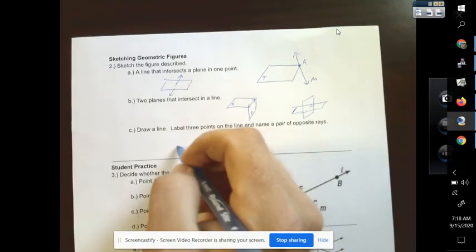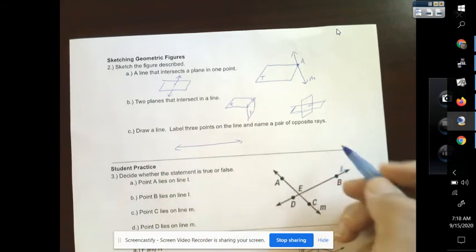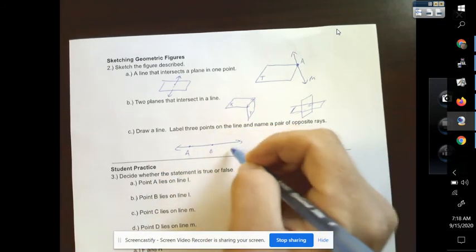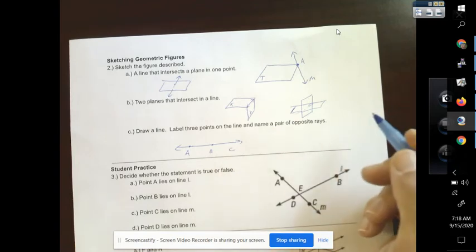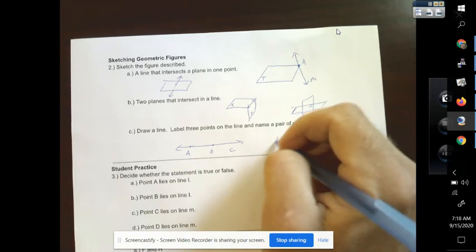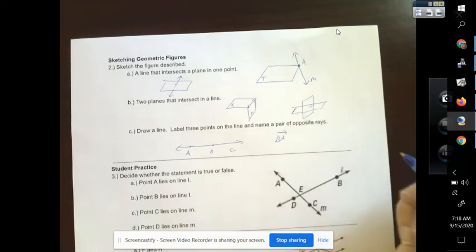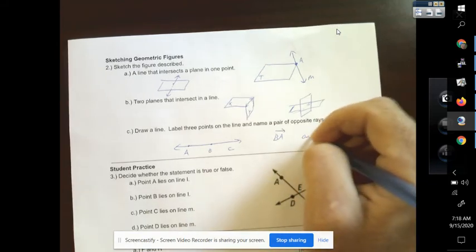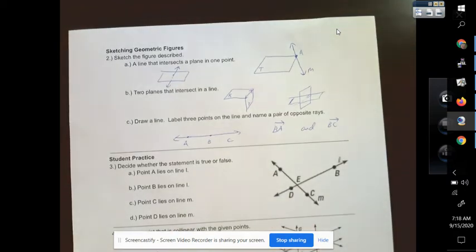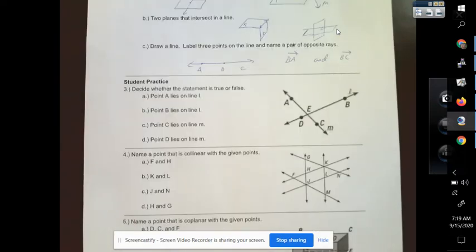And lastly, draw a line and label 3 points on the line: A, B, C, and name a pair of opposite rays. Well, we just did this. One's going this direction, BA, with the appropriate symbol, and BC with the appropriate symbol. Again, you'll never be judged on your artistic abilities, just do the best you can. I'm heading towards the last bit here.